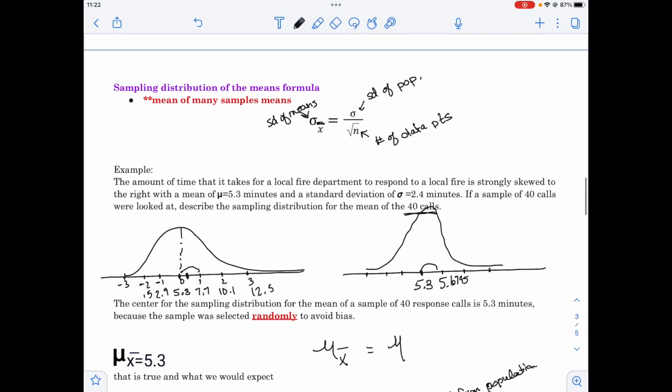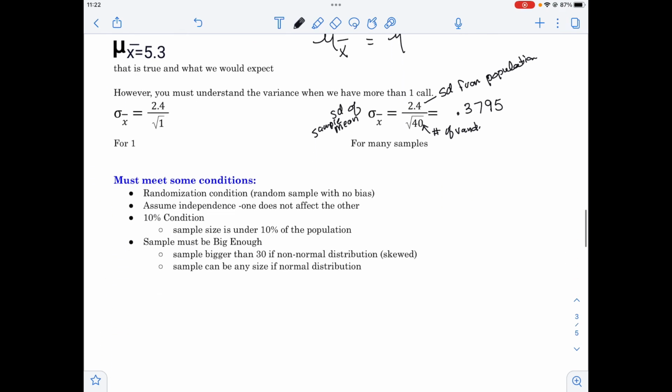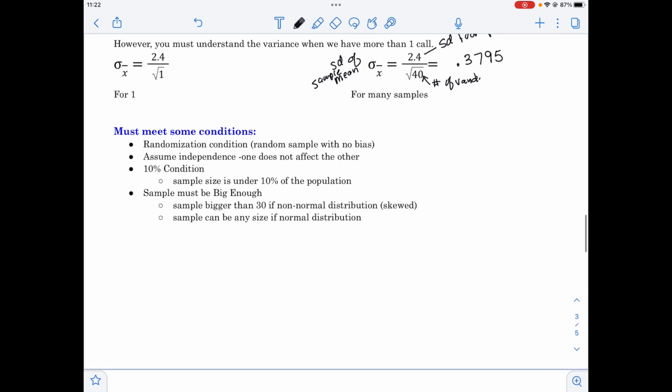All right, so let's look at one for a kitten after we look at our conditions. To be able to use sample means of sampling distributions, we have to meet some conditions. Our samples have to be random. We have to make sure there's no bias. They actually fit the population we're looking for, and they're randomized.